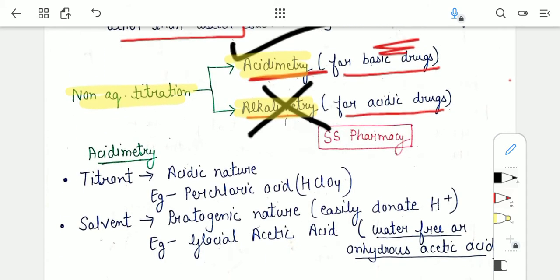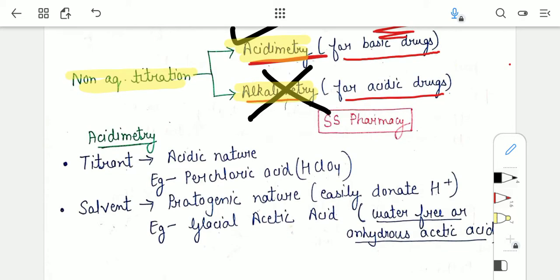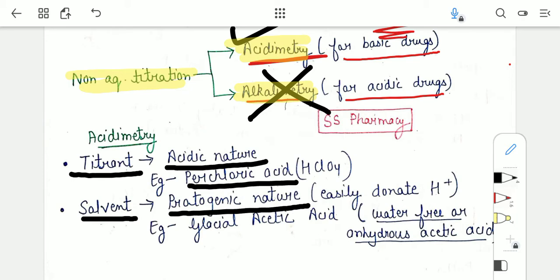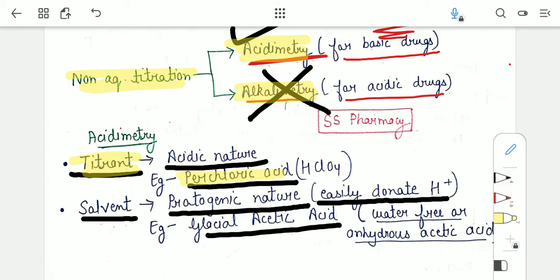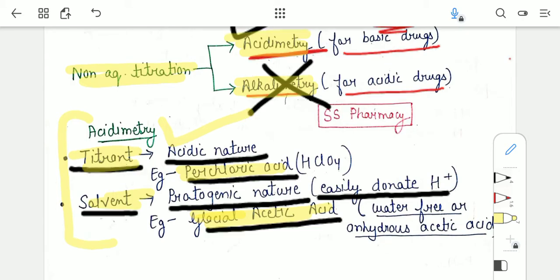Now in acidimetry, we have already talked about this but we will talk about it again, the titrant which we use is of acidic nature, for example perchloric acid, and the solvent which we use is of protogenic nature. Protogenic means which can easily donate protons, for example glacial acetic acid. So this is the titrant, perchloric acid, and this is the solvent, glacial acetic acid. We must remember them because these are the ones which we will be using in this estimation and also in the next estimation, which is of ephedrine hydrochloride. Now let us begin with the estimation of sodium benzoate.